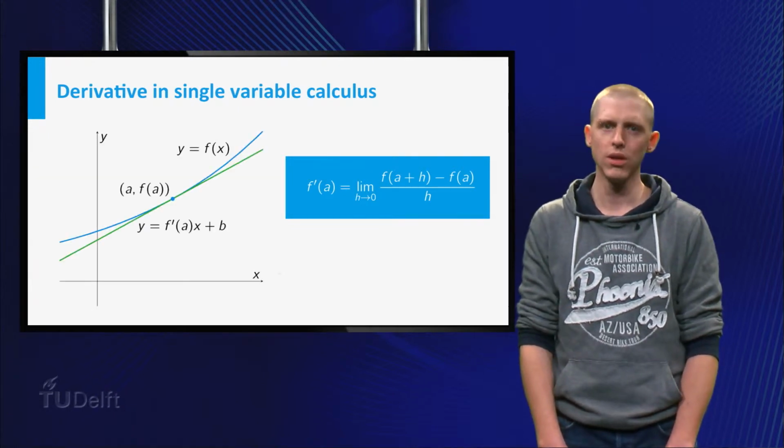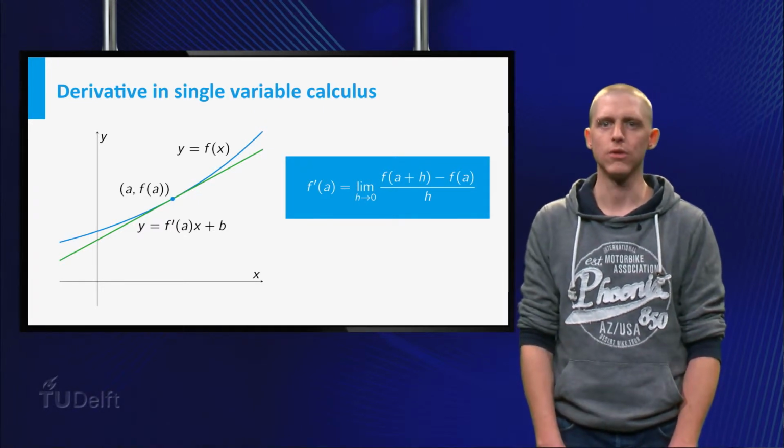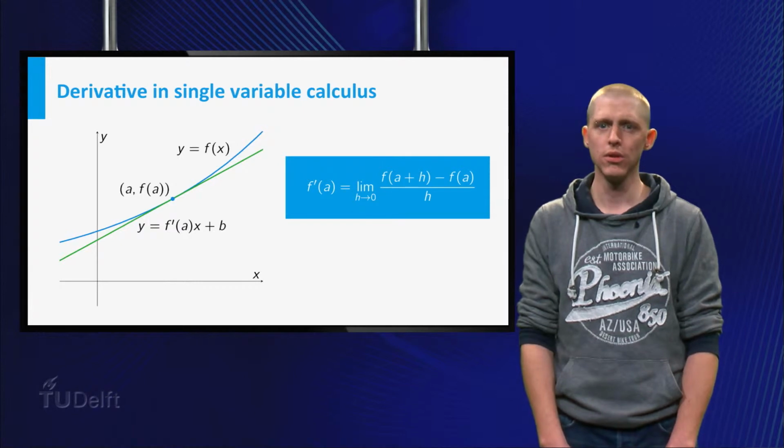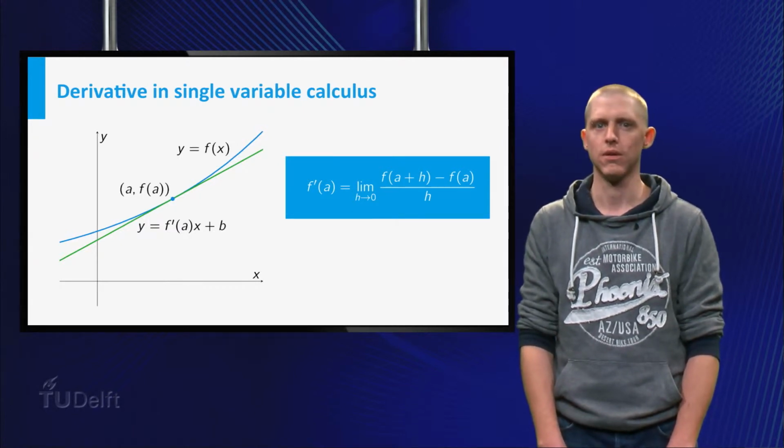Geometrically, the quantity f prime of a is equal to the slope of the green tangent line to the graph of the function f at the point a, f of a.